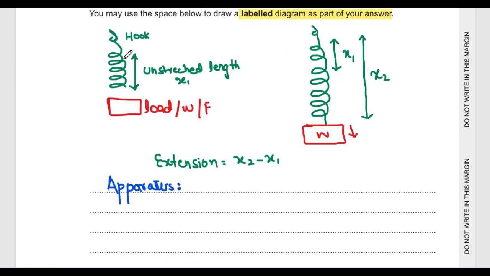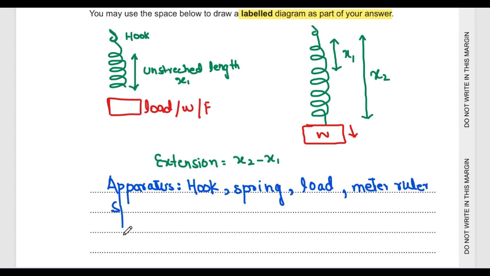So the apparatus that we needed was a hook and a spring, and we also needed some kind of load. We needed a meter ruler to measure the extension produced, and we also need a spring balance to measure the weight we are hanging with the spring.